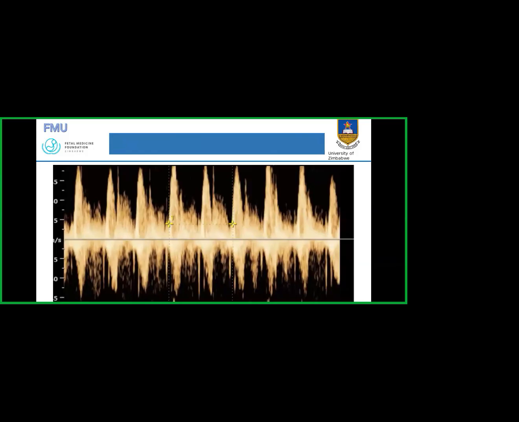So this is an example of a short VA supraventricular tachycardia. We can see that the atrial contractions above the baseline there are occurring almost simultaneously with the ventricular contraction. There is a little delay there.